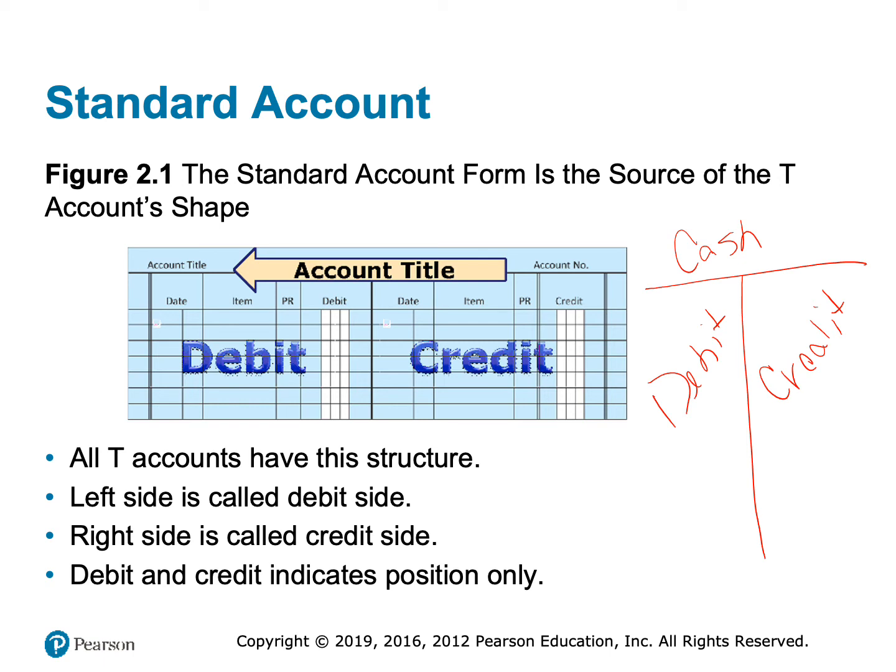Credit does not mean we spent money. Credit does not mean we got money. Credit simply means right side. Now, someone told me that debit and credit are actually the Latin words for left and right. Turns out that's not actually true, but that makes a good story because they really do. I mean, if we think about it that way, that makes sense.